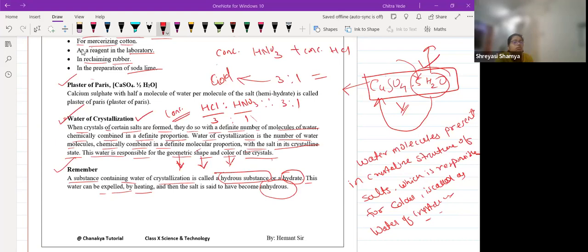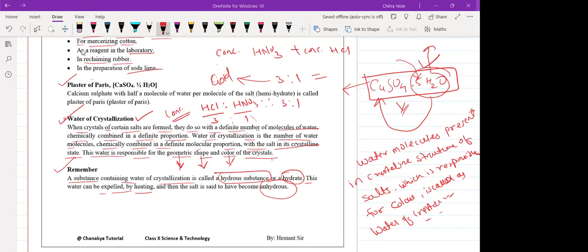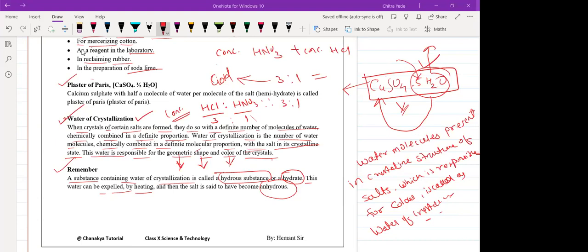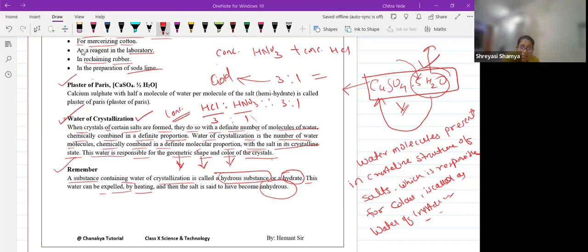Sir, in the remember point once again, sir. My mic and speaker were not working, sir. Okay, see, if a water molecule is present in the crystalline structure, then it is called a hydrous or hydrated salt. But if it is heated, that water molecule is lost. Then it is called an anhydrous or dehydrated salt.